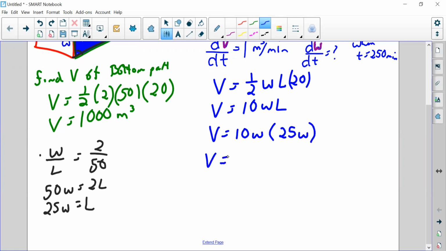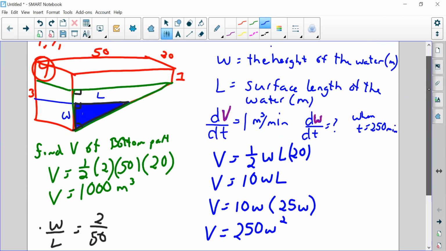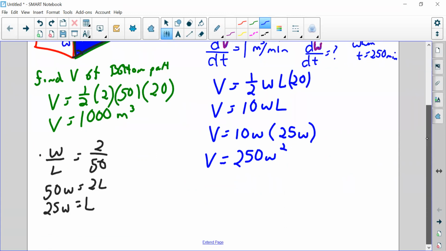So volume is equal to 250W squared. Now double checking my work, I was given the derivative of V and I want to find the derivative of W. So I want an equation relating V with W. I got an equation relating V with W. So now I'm ready for the next step, which is to differentiate to get the rate of change.